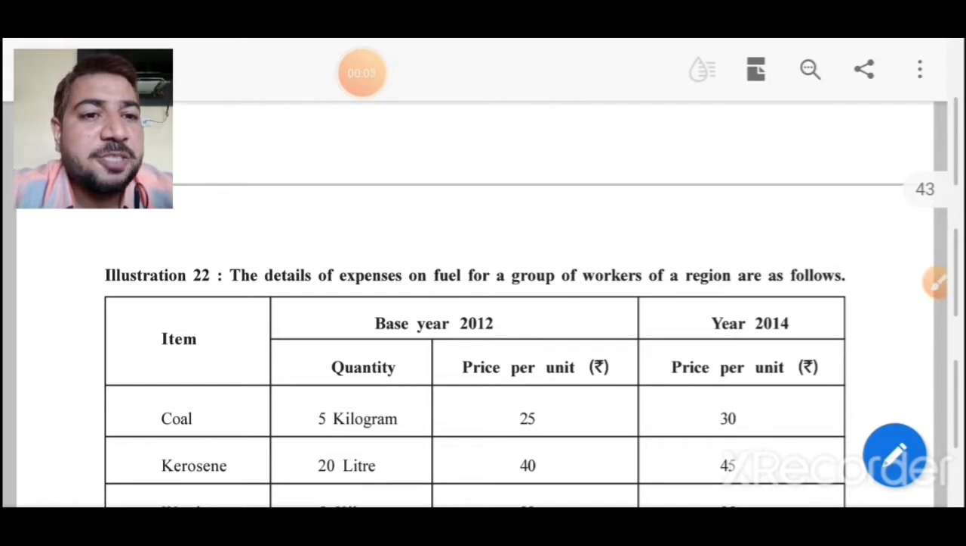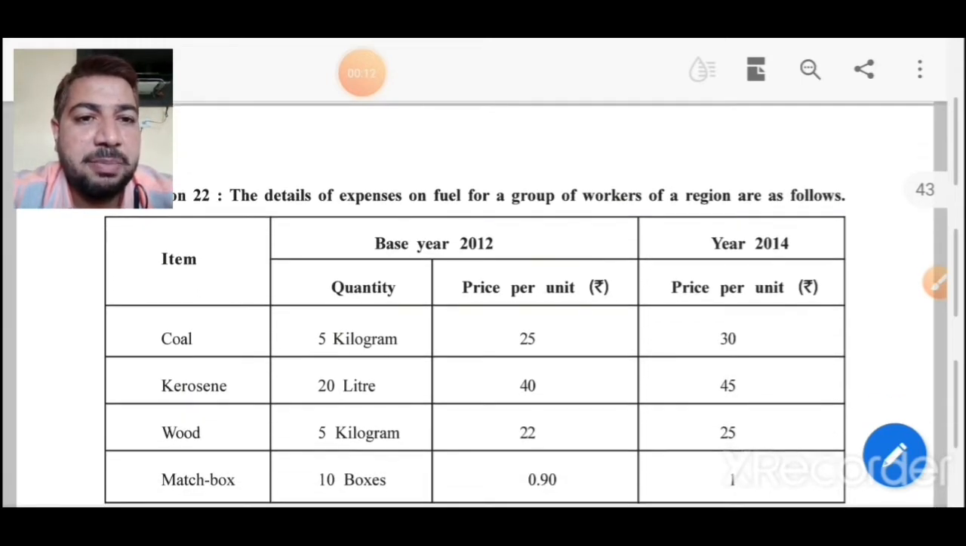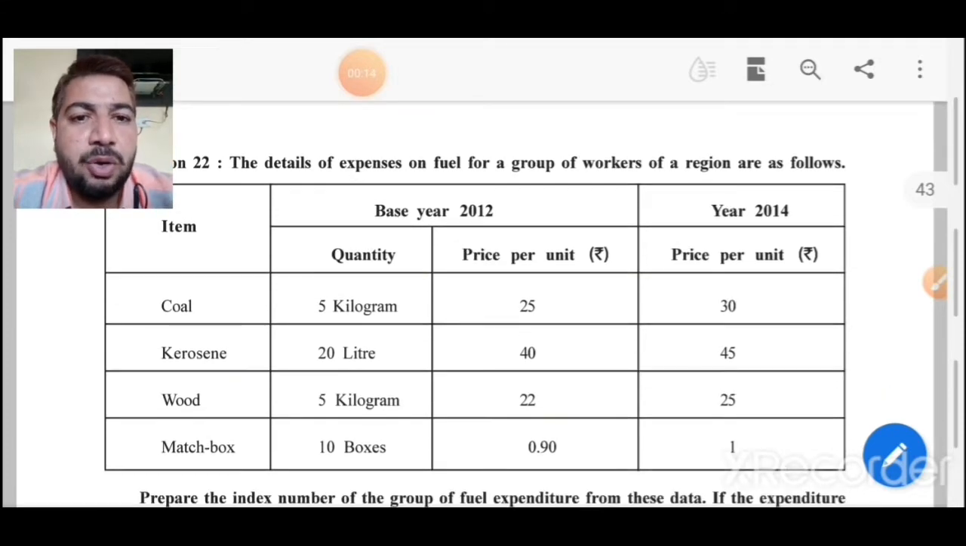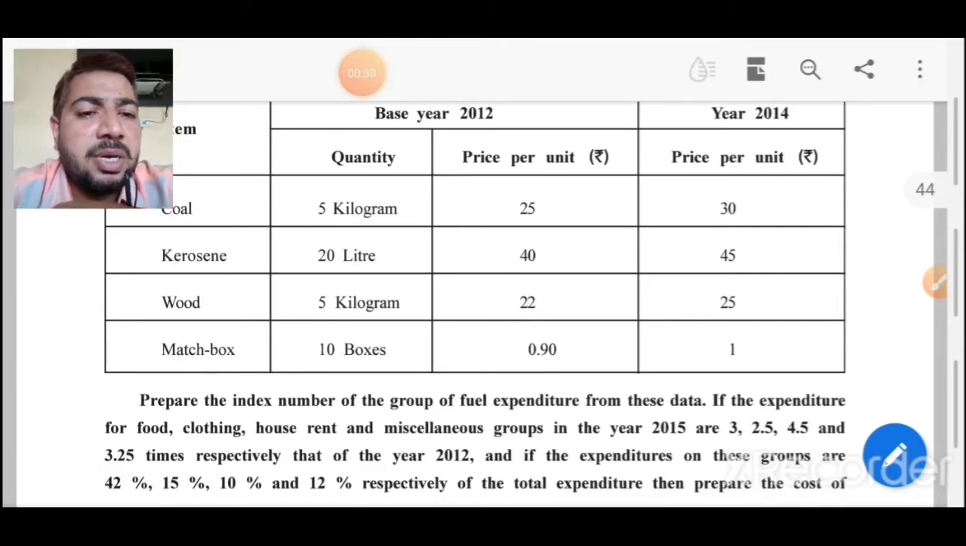The details of expenses on fuel for a group of workers of a region are as follows. Friends, you can see here in this table, items of fuel are given: coal, kerosene, wood, matchbox, etc. Then base year 2012 and current year 2014. In the base year, quantity is given and per unit price is given. So quantity of 2012 is considered as Q0 and price of 2012 is considered as P0. And we have the price of 2014, which is considered as P1. Prepare the index number of the group of fuel expenditure from these data.